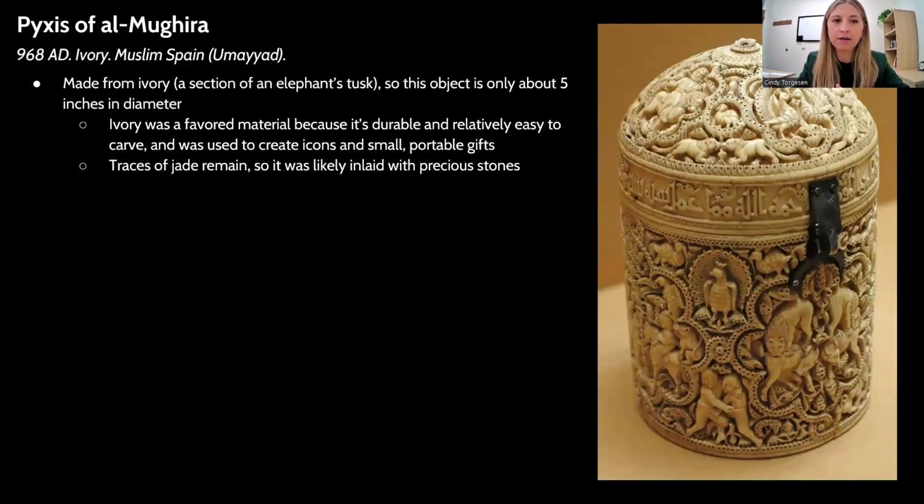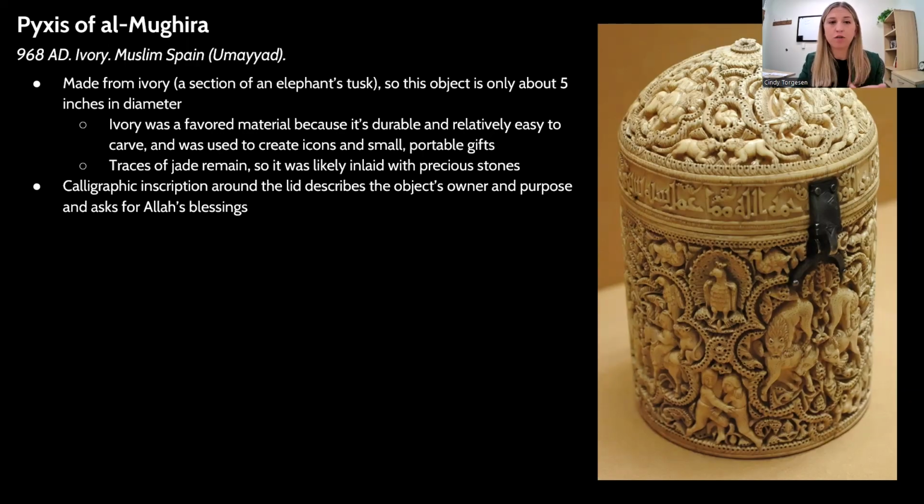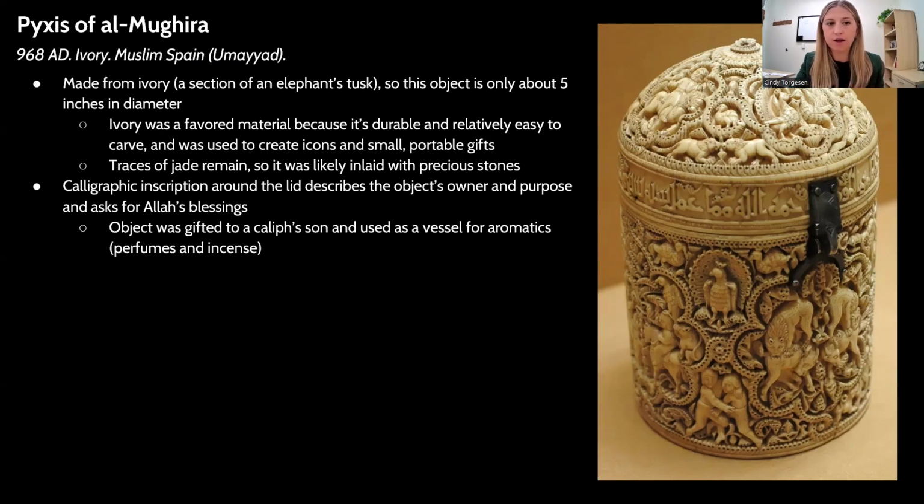Some other facets of this, I mentioned that it's made of ivory. There are also traces of jade, which is a precious material that probably would have been taken out since then, but we do know that this might have been inlaid with other precious stones. There's also calligraphic inscription, which is around the edges of this lid that you can notice. This is, again, an artful inclusion of text that's actually telling us that this is an object for Al-Mughira. It's giving Allah's blessing, and it's essentially telling us who owns this and that this is a person of religious faith that they wanted to associate with Allah.